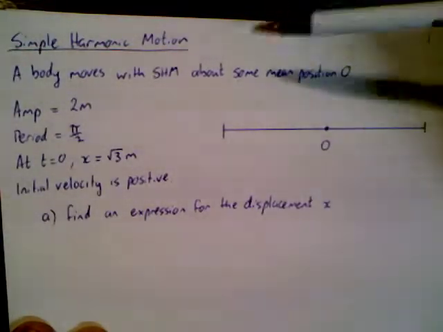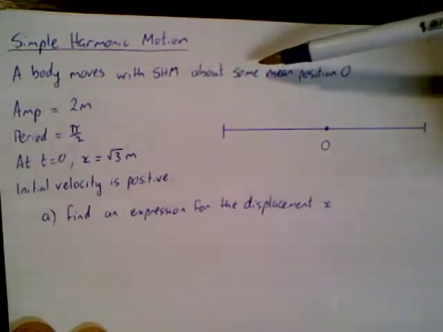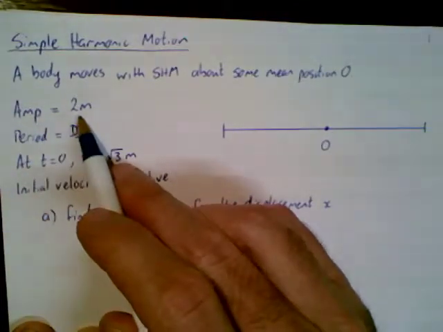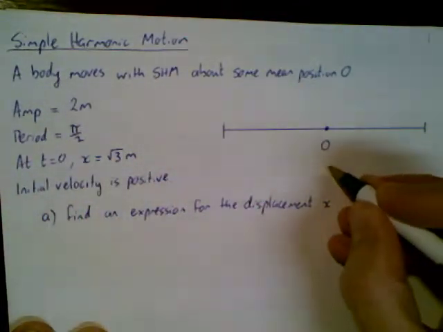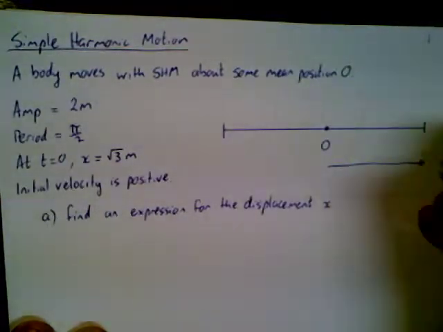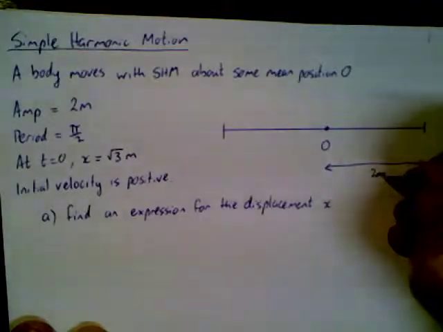This is a simple harmonic motion question. We've got a body that moves with simple harmonic motion about some mean position O. It has an amplitude of 2 meters. So what that means is that the maximum displacement, if you like, or maximum distance from the origin is 2 meters.